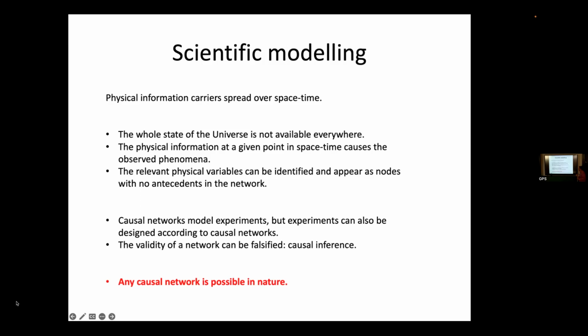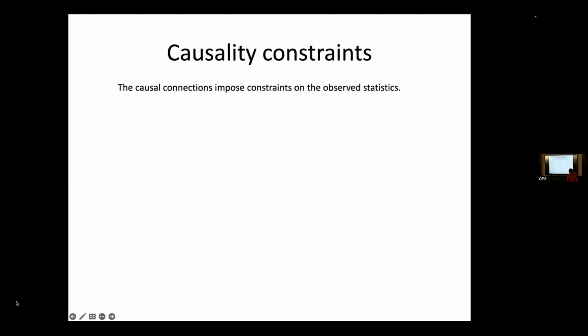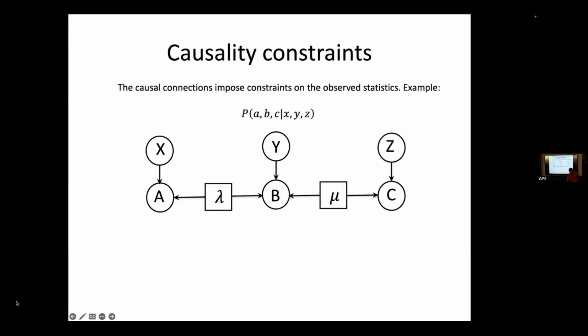And I think, I mean, I can design an experiment in which I may be able to enforce the conditions of the causal network. So I don't see a reason why there exist causal networks that are not possible in nature. Okay, so what is important, and this is why you can do causal inference, is that once you impose some network causality constraints in the experiment, this gives you non-trivial constraints on the statistics.